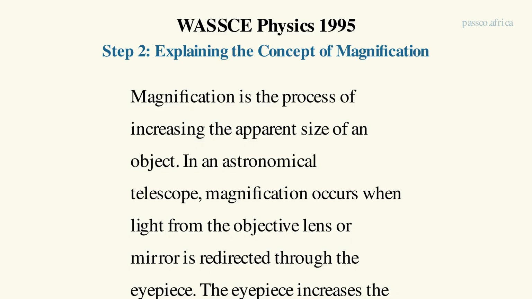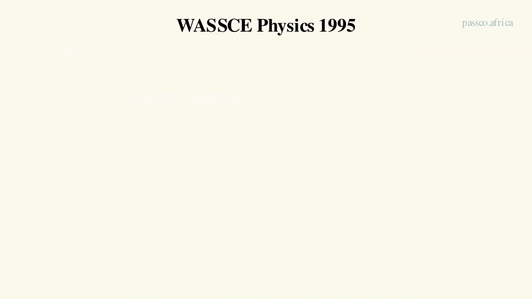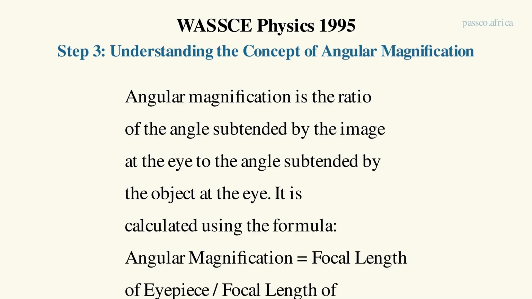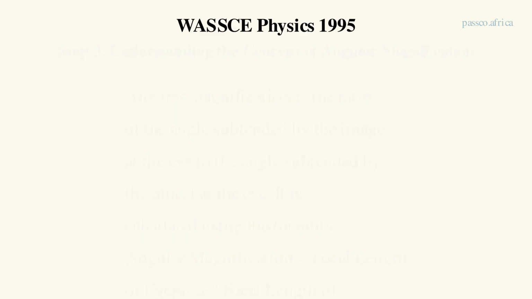Step 3. Understanding the concept of angular magnification. Angular magnification is the ratio of the angle subtended by the image at the eye to the angle subtended by the object at the eye. It is calculated using the formula, angular magnification equals focal length of eyepiece / focal length of objective lens or mirror. Step 4. Understanding the concept of linear magnification.